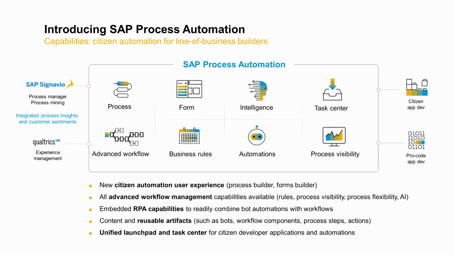Finally, another major capability we offer is out-of-the-box end-to-end visibility into your processes and any other processes beyond SAP Process Automation, including Qualtrics surveys. All of this is combined with the unified Launchpad and Task Center for business user access.